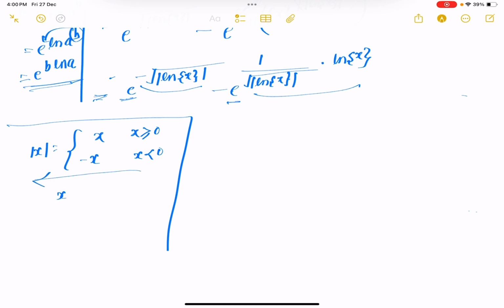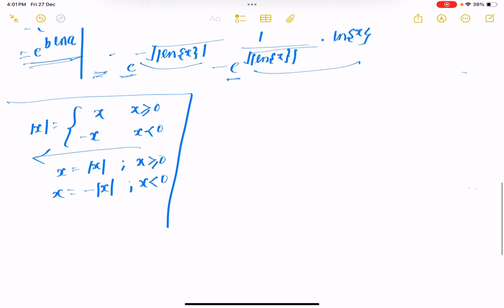Means x can be written as mod x when x is greater than 0, and x can be written as minus of mod x when x is less than 0. I hope it is clear. One more thing. Here everything in the ln is given under the mod. So I want to write this under the mod. How to write this under the mod?